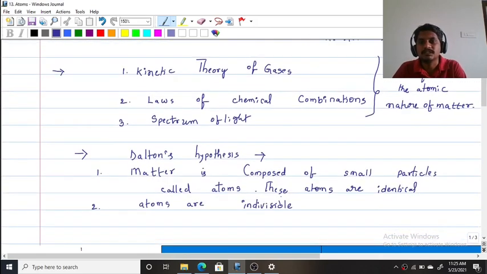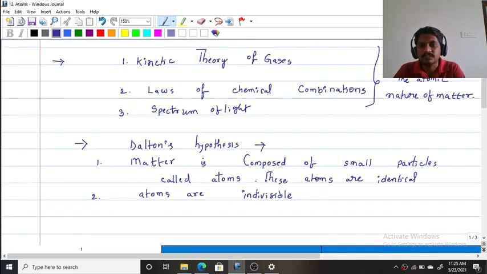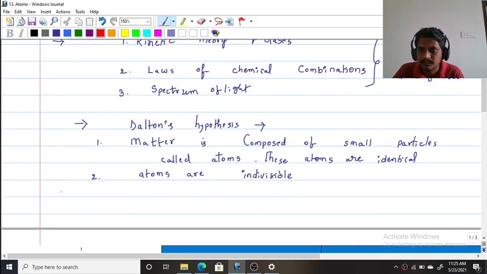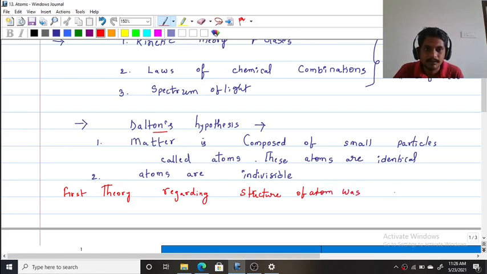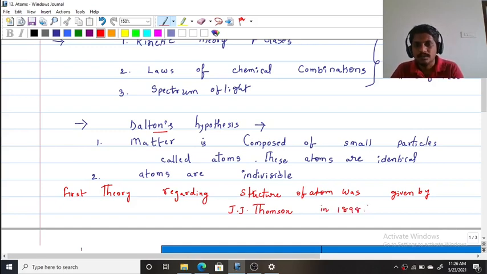After Dalton, the first theory regarding the structure of an atom was given by J.J. Thomson. The first theory regarding the structure of an atom was not given by Dalton; I'm talking about structure. The first theory regarding the structure of an atom was developed by J.J. Thomson in the year 1898. Let's discuss what Thomson's model is.